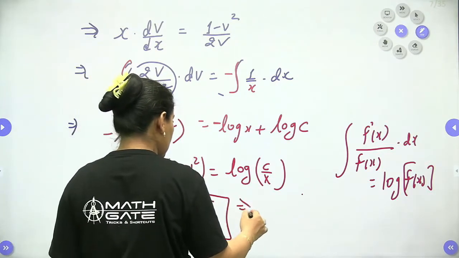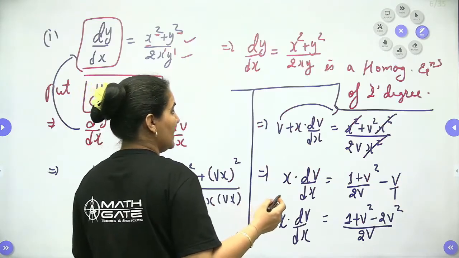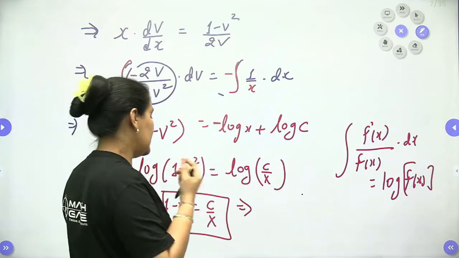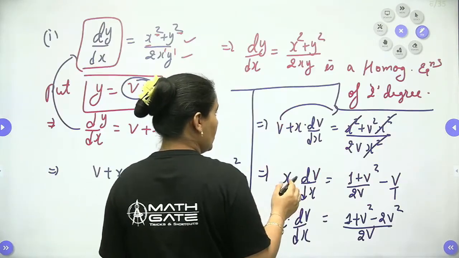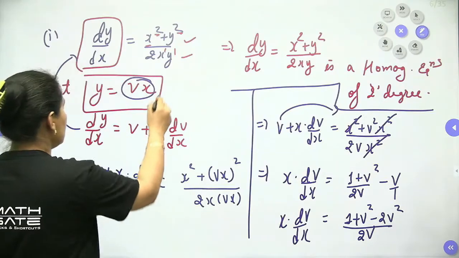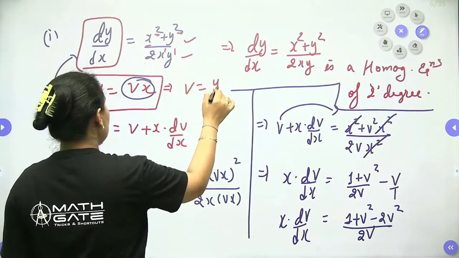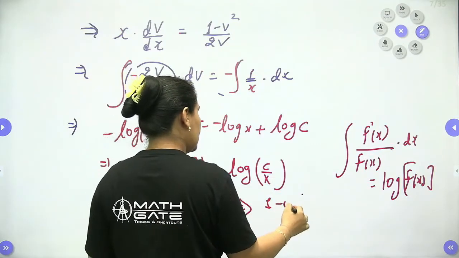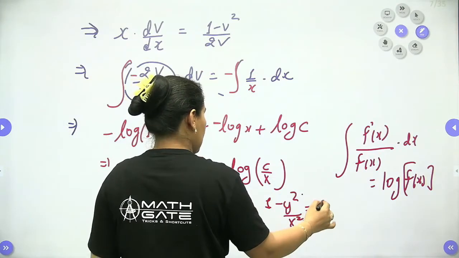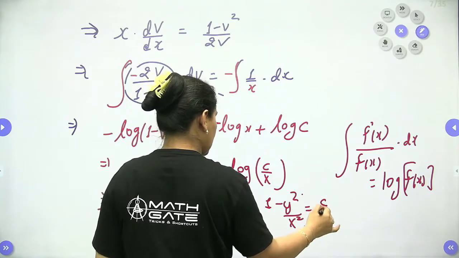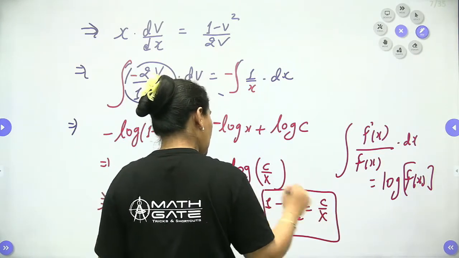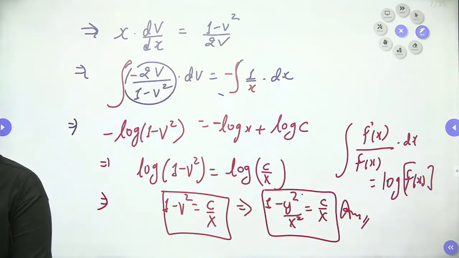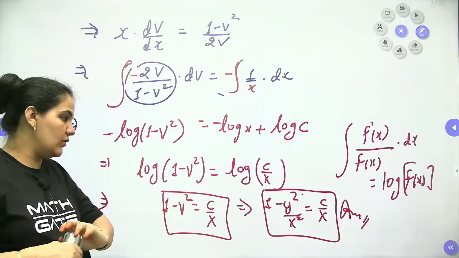Yes, when we approach it, 1 minus v square. So what is the value of v? As we know very well, v is nothing but y by x only. So what we substituted at the place of v, you can see from here, v is nothing but y by x only. So we can again substitute here, it will be 1 minus y square by x square equals c by x. So you can leave the answer here only, because whatever we have in the option, we can approach according to the option, dear students, right? So we can leave it here only.